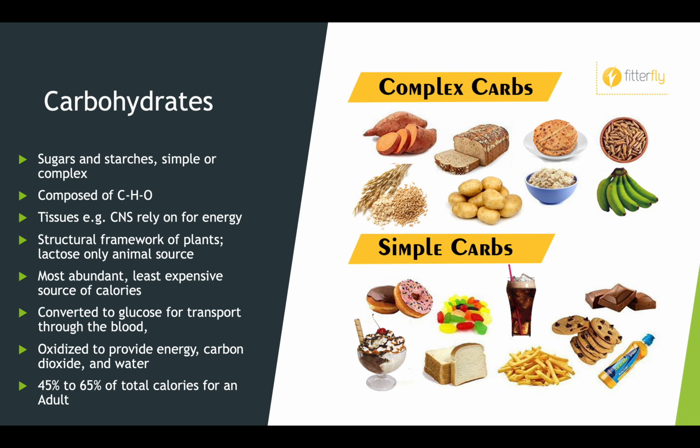Carbohydrates are the most abundant, least expensive source of calories, and that's why there are many, many countries where that is really the staple. It's converted to glucose for transport through the blood, so it can get to all the tissues that need it. It's oxidized to provide energy, carbon dioxide, and water, and about 45 to 65% of total calories is recommended by the RDA, recommended daily allowance for an adult. Of course, that changes with pregnancy and children and elderly, your need for it.